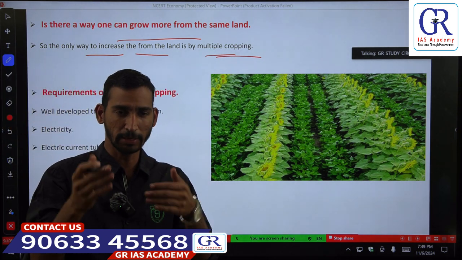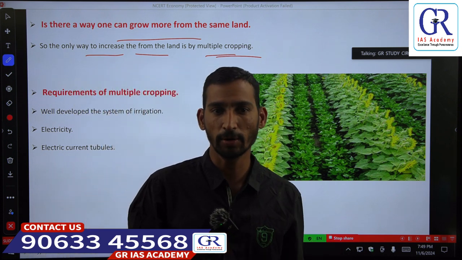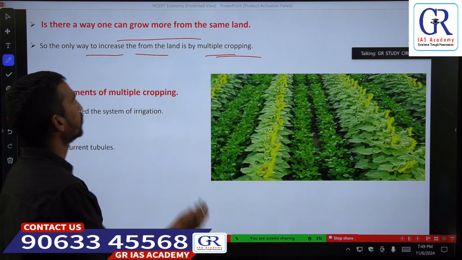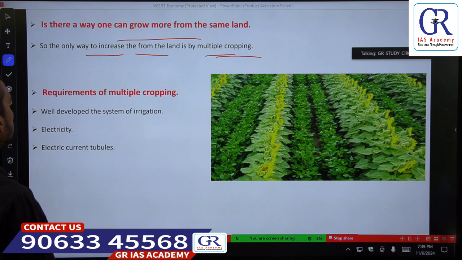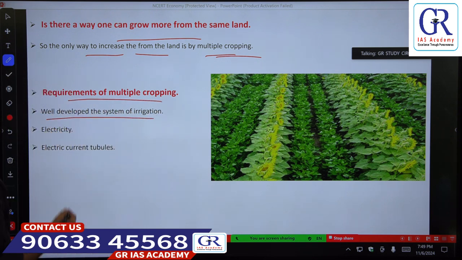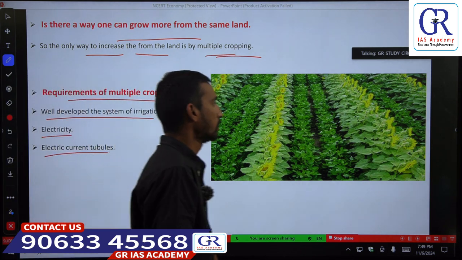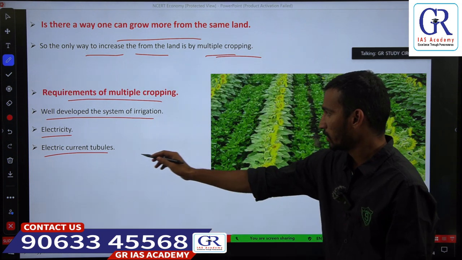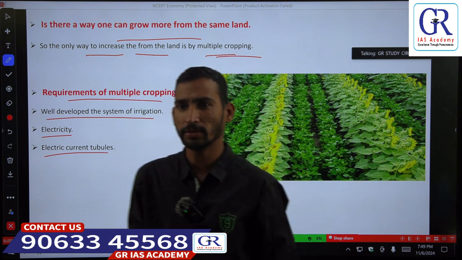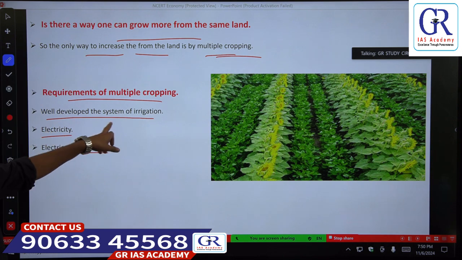In the same land, we can cultivate different crops simultaneously, so that we can generate more income. For multiple cropping, we have these requirements: a well developed system of irrigation, electricity and electric current tube wells. In order to have multiple cropping, we require a well developed system of irrigation.